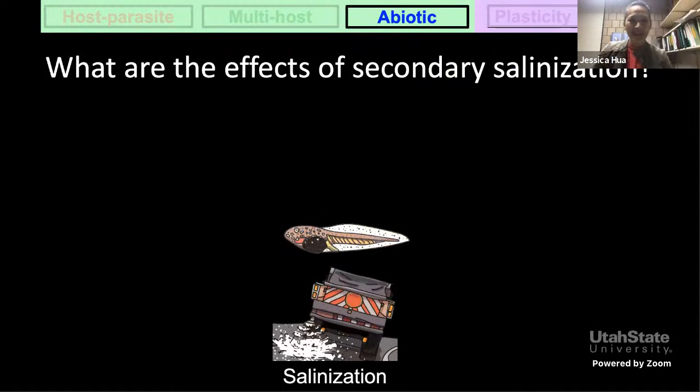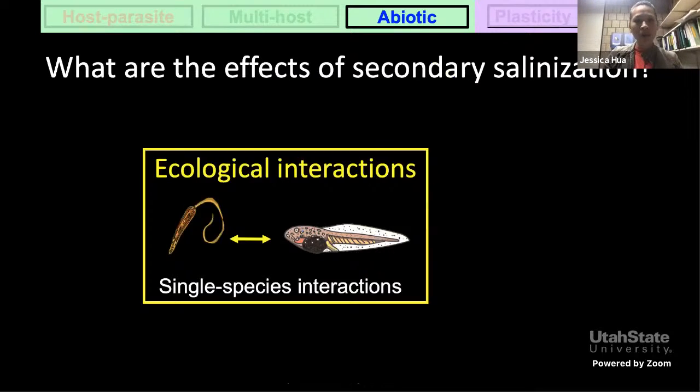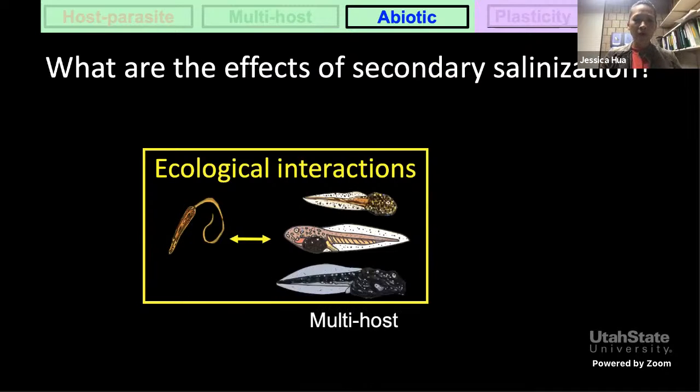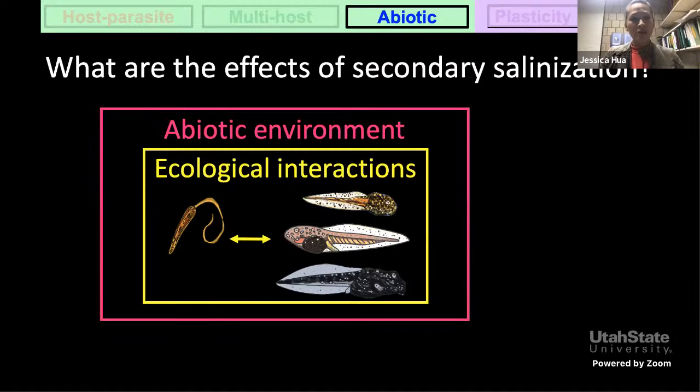So with that, we're moving on to the third part of this section. Thus far, I've told you a little bit about how sodium chloride can influence single species interactions with their parasites. We've talked in the last section about how adding multiple hosts can modify host-parasite interactions and change the influence of salt. In this third section, what I'd like to talk about is highlighting the recognition that organisms are embedded in ecosystems that may vary in abiotic conditions.